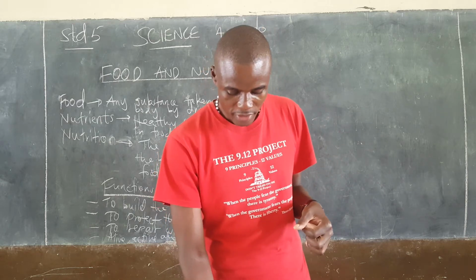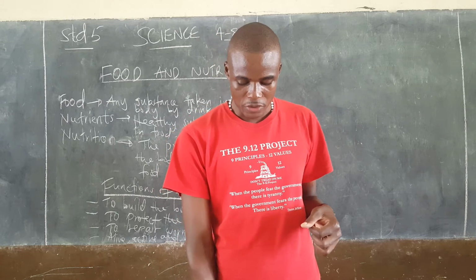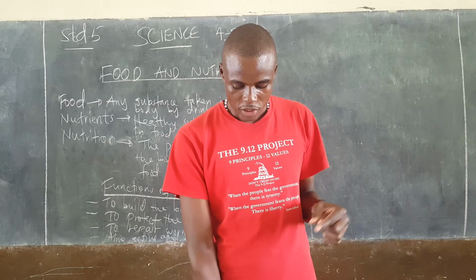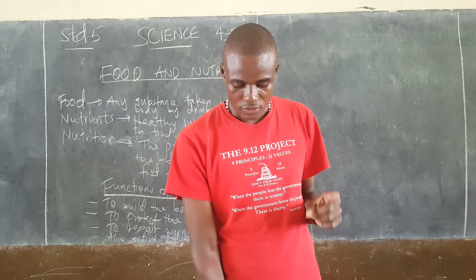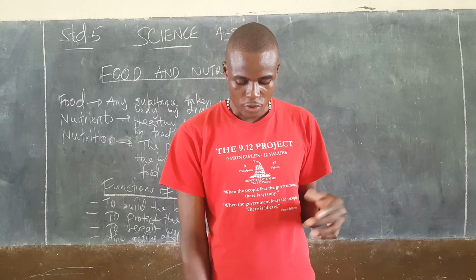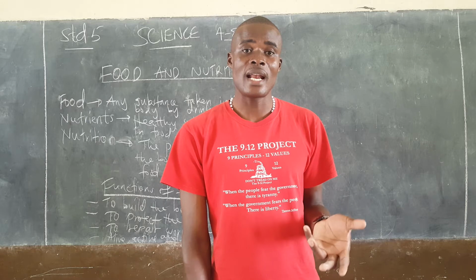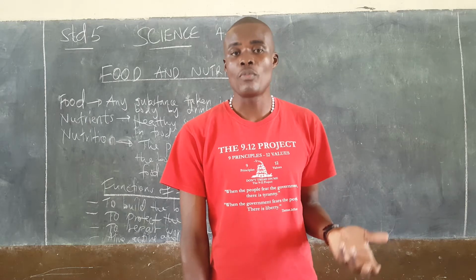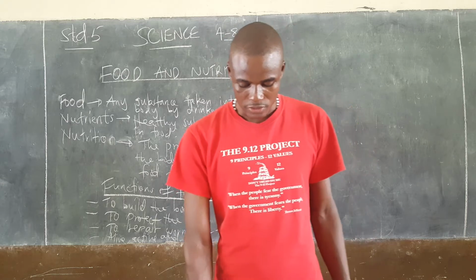When we talk of soil texture, we talk of the particles in the soil. Then, which of the following properties of soil does not depend on the size of its particles? We have water retention, drainage, texture, and color. The answer is color. Color does not depend completely on the size of particles.